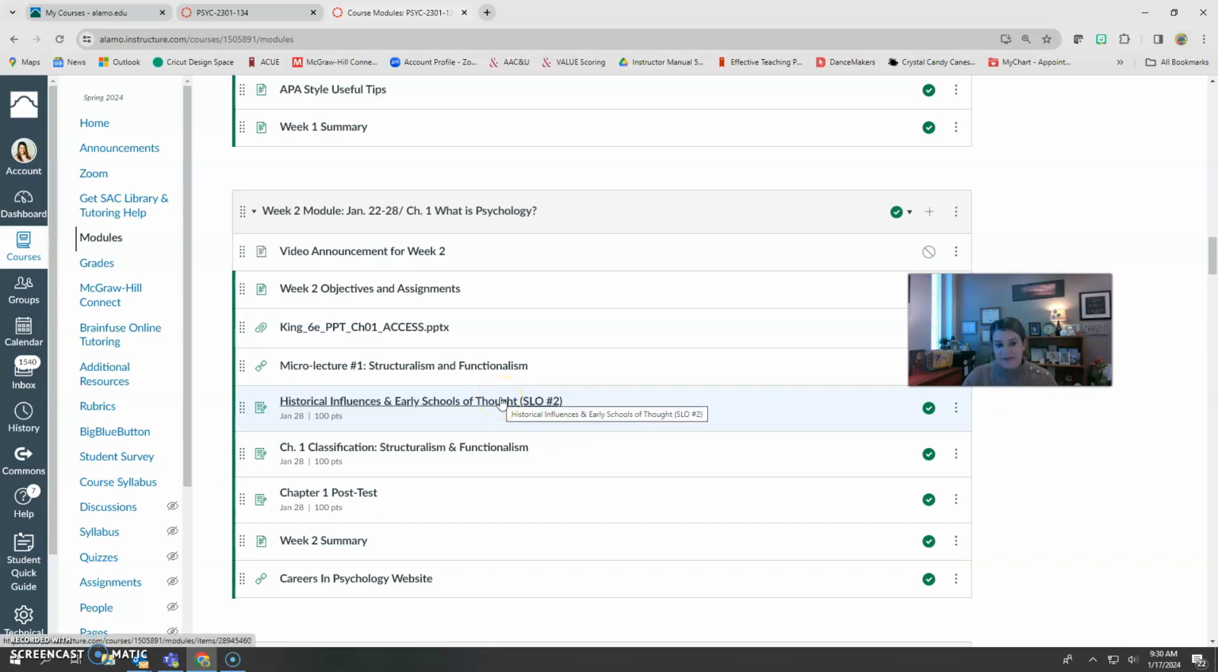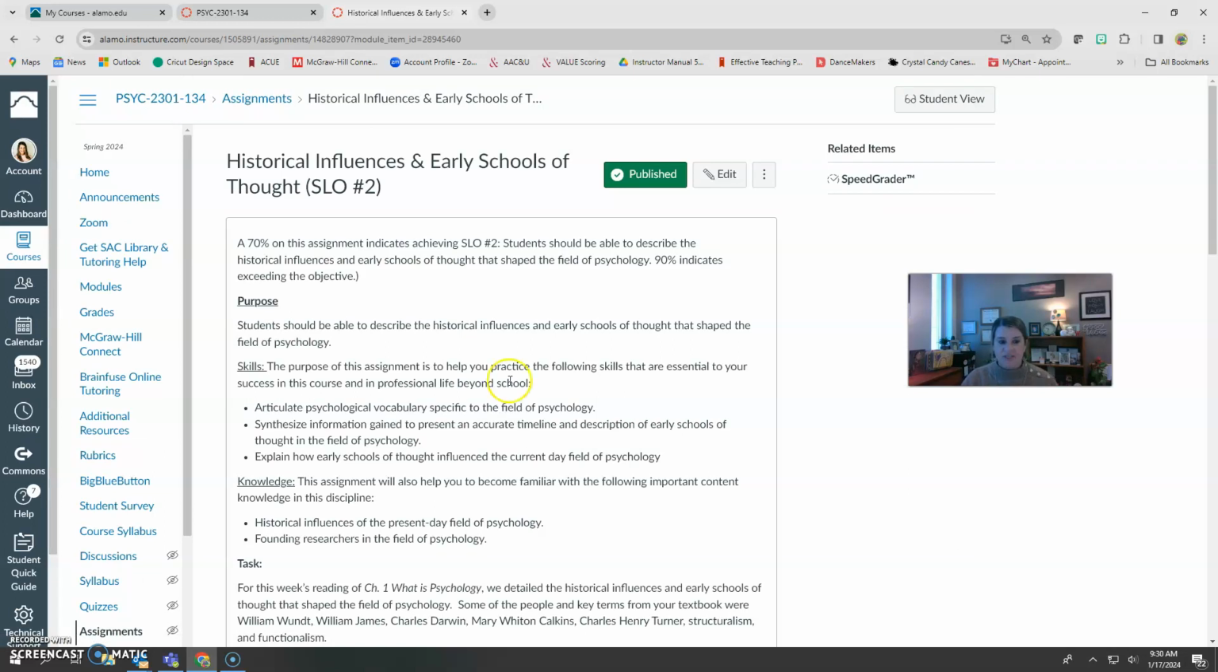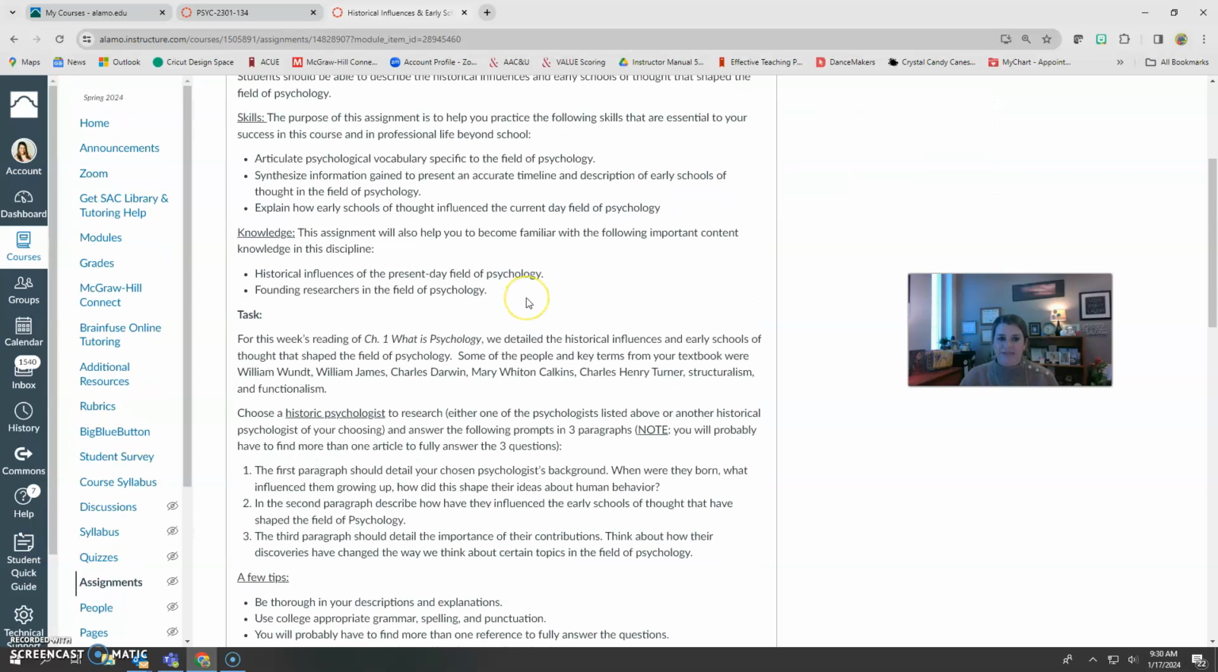This does not live in Connect. This is right here in Canvas, so you're not going to be prompted to launch. And you can see this is my measurement for our student learning outcome. That's what SLO stands for, number 2. And I always probably overkill it with information, but you can see the skills and knowledge. I always want you to know why I'm having you do an assignment, and hopefully justify that for you.